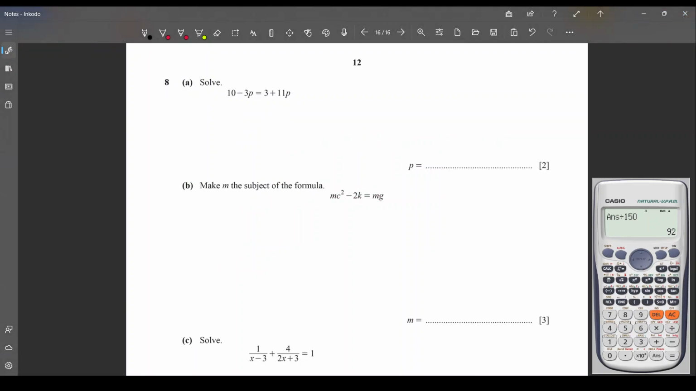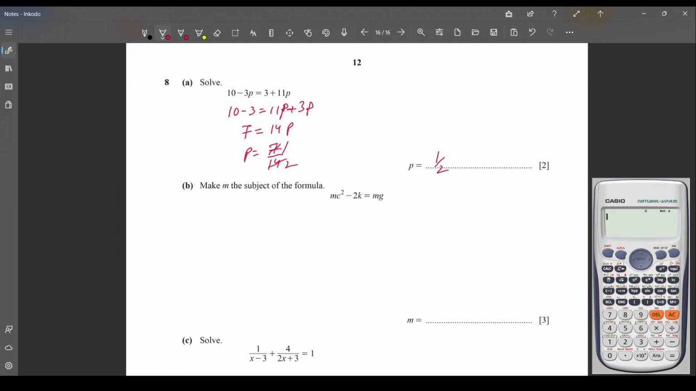So this is question number 8. We will be pairing the like terms. So 10 minus 3 is a number, we'll pair it, and 10p plus 3p we'll pair. So 10 minus 3 is 7, 11 plus 3 is 14p. So p will be equal to 7 divided by 14. So 7 divided by 14 is 1 by 2.